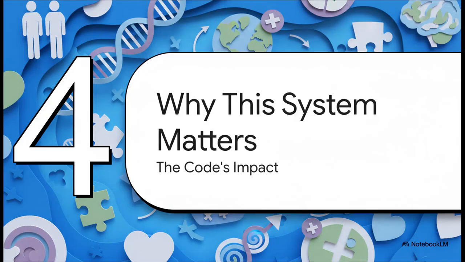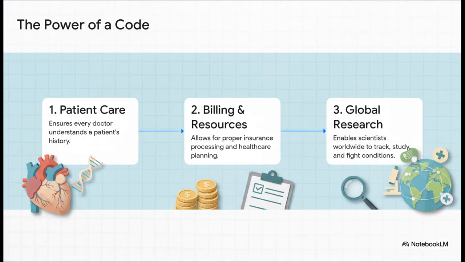Okay, so we have this incredibly detailed and really logical system, but what's the payoff? Why does this hidden code matter so much in the real world? It turns out this code has 3 huge powers. First, it makes sure patient care is seamless. A single code can tell any doctor your exact medical history. Second, it's what drives the entire healthcare system, from insurance billing to planning what resources hospitals need. And third, and this one is a big one, it fuels global research, letting scientists track, study, and ultimately find cures. It connects one single patient to worldwide progress.